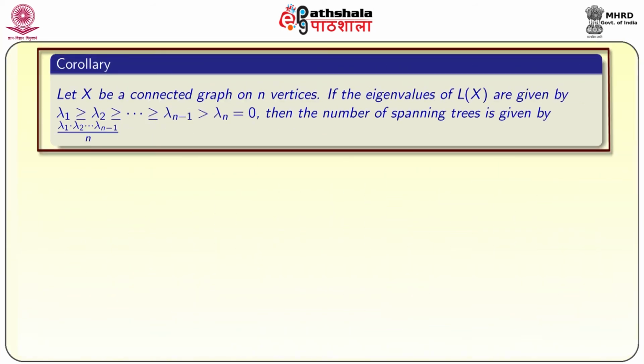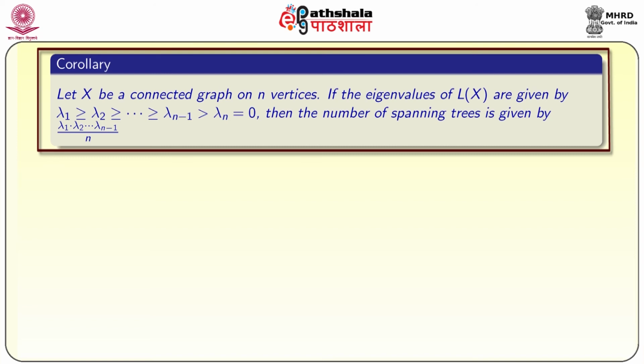So, now, as a corollary to this matrix tree theorem, let X be a connected graph on n vertices, and let the eigenvalues of L of X be given by lambda 1 greater than or equal to lambda 2 and so on, greater than or equal to lambda n minus 1, greater than lambda n equal to 0. Here we are saying that lambda n minus 1 is greater than lambda n because X is a connected graph. So, the algebraic multiplicity of 0 as an eigenvalue is 1, that is why lambda n minus 1 is greater than 0, or the second smallest eigenvalue, that is the algebraic connectivity, is positive.